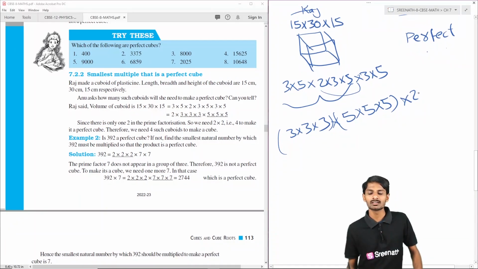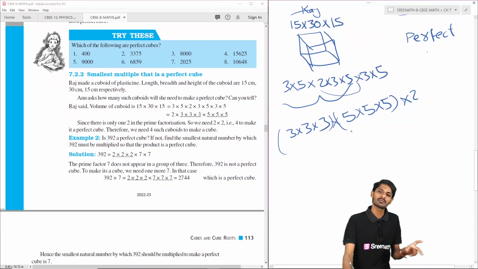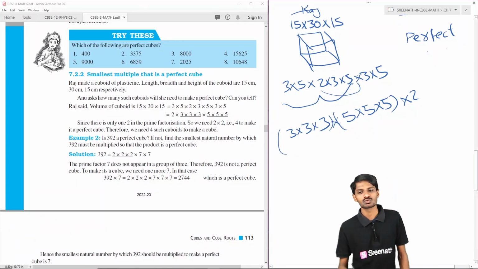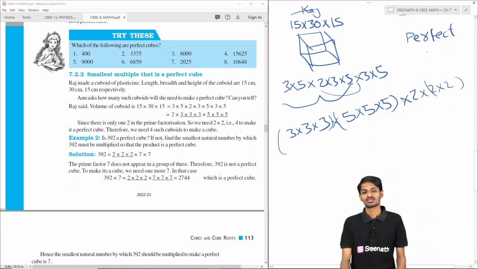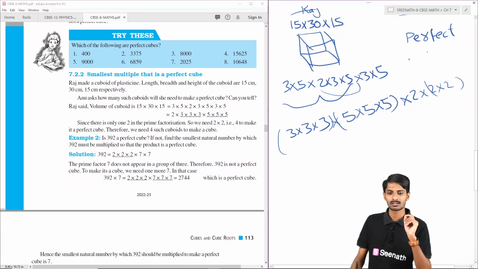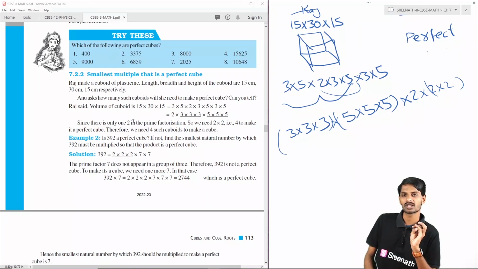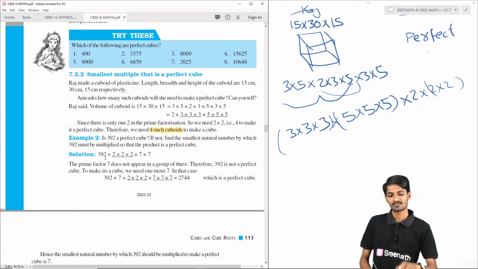If we have 2 more 2's, then it will become a perfect cube. So what we have to do is multiply it by 2 into 2. To make this a perfect cube, you have to multiply it by 4, then it will become a perfect cube, which means you require 4 such cuboids to make a perfect cube. 4 cuboids. That is the thing.